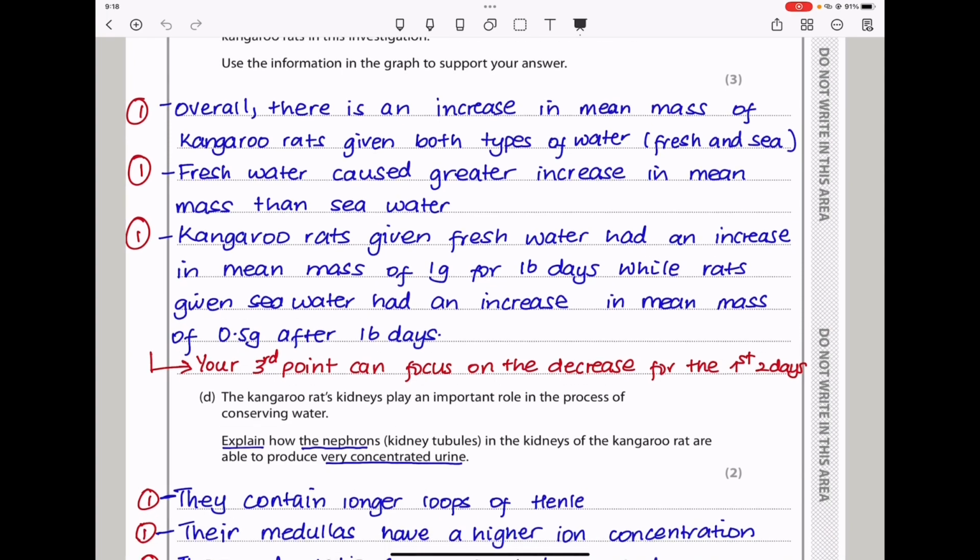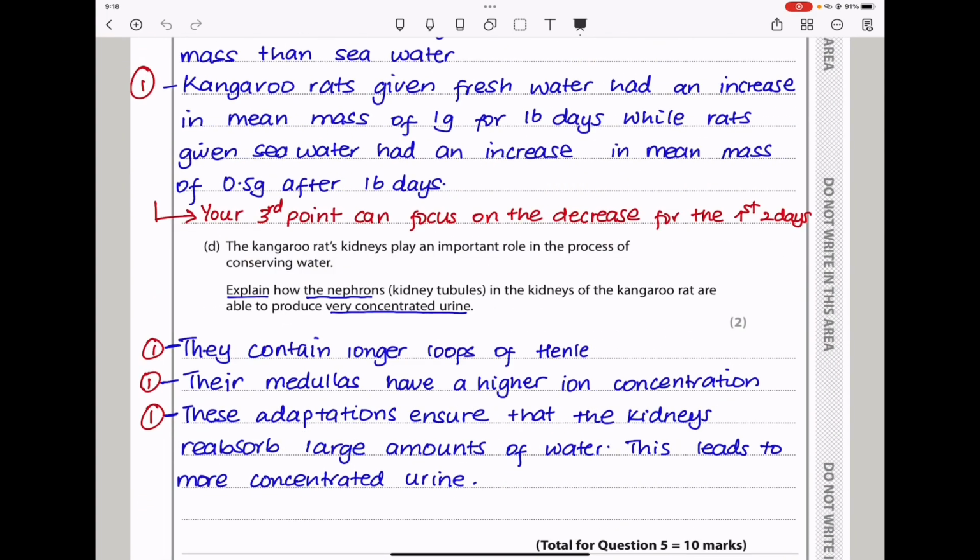In part D, they say the kangaroo rat's kidneys play an important role in the process of conserving water. Explain how the nephrons, meaning kidney tubules, in the kidneys of kangaroo rats are able to produce very concentrated urine. From your textbook, you study about nephrons with longer loops of Henle, and the purpose of the longer loops is to allow for more reabsorption in order to concentrate the urine. So I say they contain longer loops of Henle, and their medullas have a higher ion concentration. So these adaptations ensure that these kidneys reabsorb large amounts of water, and this can lead to more concentrated urine.